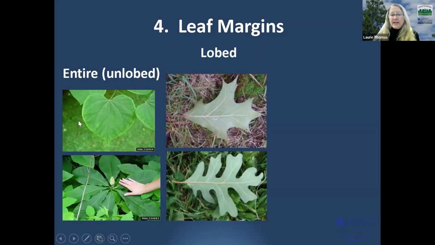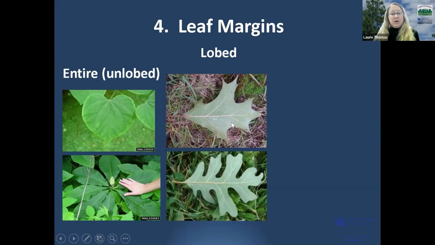Then we have lobed leaves, and lobes are the parts that stick out, and the indentations, we call those notches or sinuses. It kind of looks like thumbs have pushed in on that leaf to squish it in there. And lobes can vary in what they look like on different types of trees. They can be kind of shallow like this one, or very deep. The sinus is very deep on this one with your lobe sticking out.